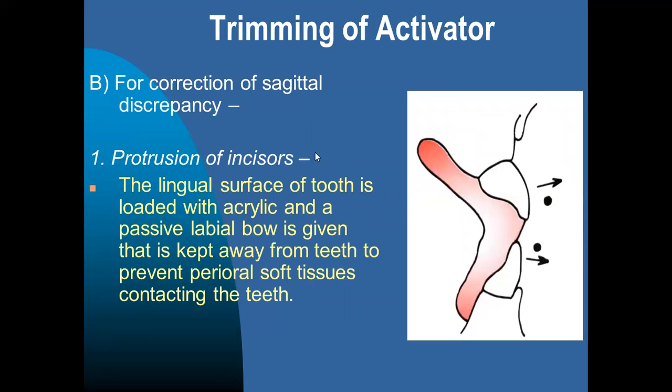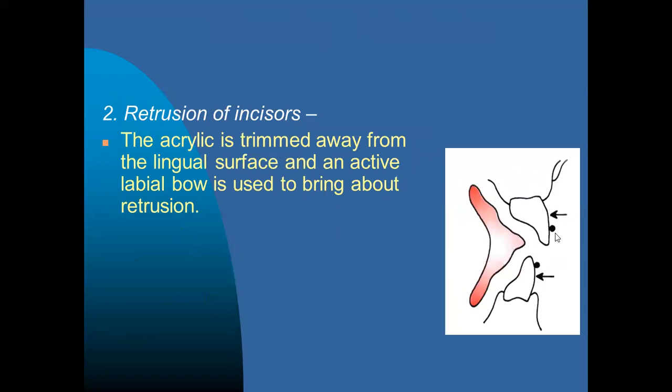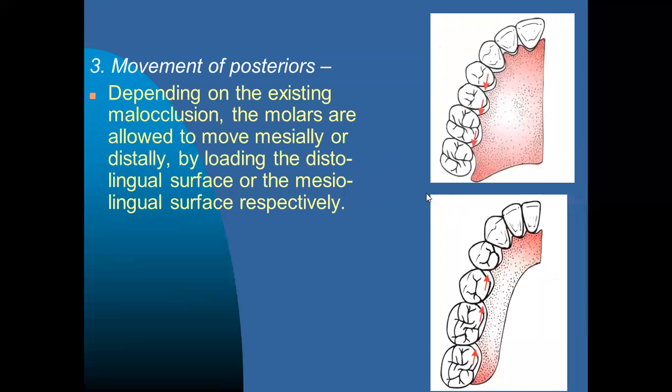For correction of sagittal discrepancy, if you need protrusion of incisors, the lingual surface of the tooth is loaded with acrylic, and also you can see these black dots. These are the labial bows. They are kept passive and kept away from the teeth so that the teeth are pushed forward. For retrusion of incisors, the acrylic is trimmed away from the lingual surface, and an active labial bow is used to bring about the retrusion. You can see the labial bow touching the incisors.